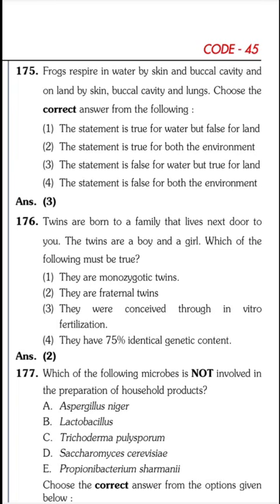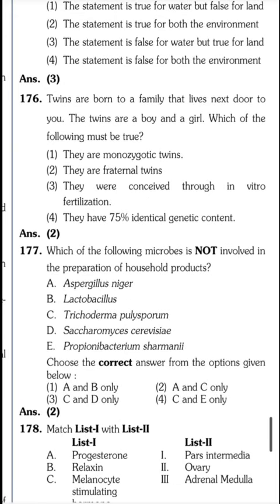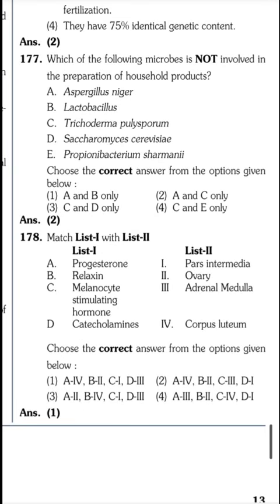Twins are born to a family that lives next door to you. The twins are a boy and girl. So it's fraternal twins. It is not monozygotic. They are dizygotic twins. So they are fraternal twins. Second option is correct. Which of the following microbes is not involved in the preparation of household products? Aspergillus niger is involved, Lactobacillus is involved, Trichoderma polysporum is not involved. So second option, A and C, they are not involved in preparation. Aspergillus niger and Trichoderma polysporum, they are not involved in preparation of household products.